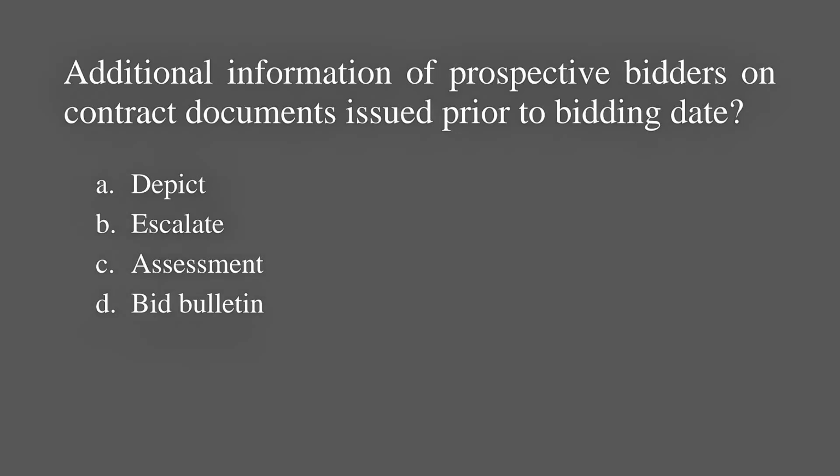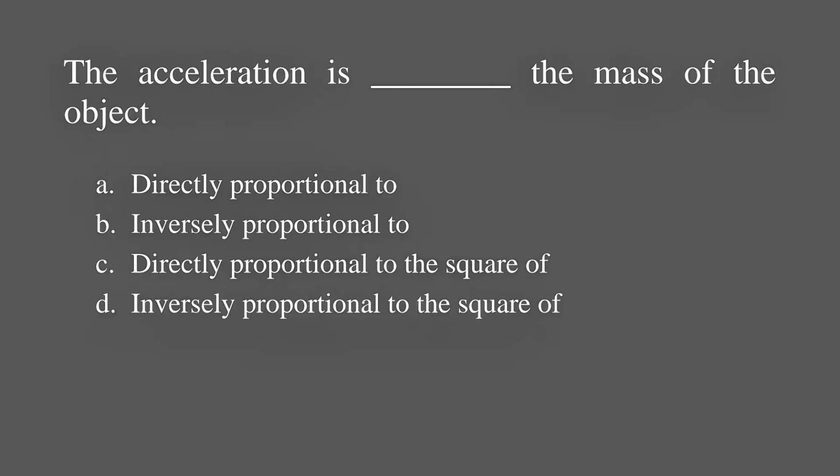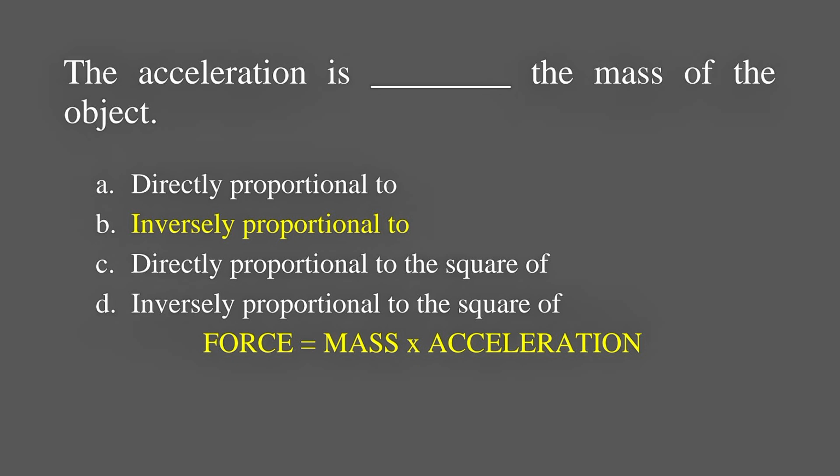Interest rate. Additional information of prospective bidders on contract documents issued prior to bidding date. A. Depict. B. Escalate. C. Assessment. D. Bid bulletin. The answer is D. Bid bulletin. The acceleration blank is the mass of the object. A. Directly proportional to. B. Inversely proportional to. C. Directly proportional to the square of. D. Inversely proportional to the square of. The answer is letter B. Inversely proportional to, where force equals mass times acceleration.